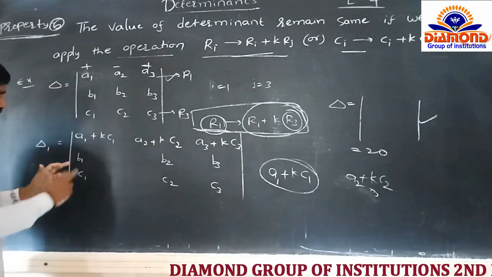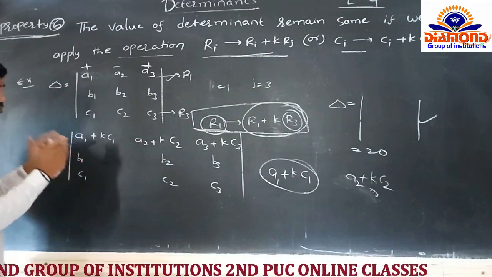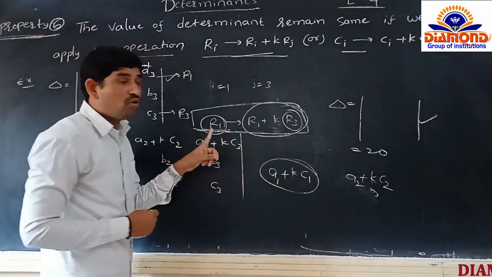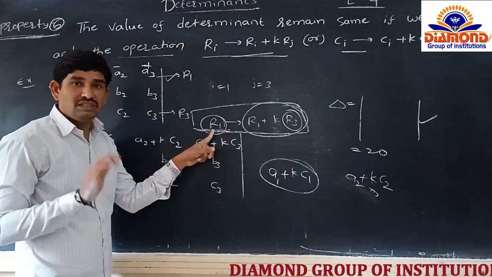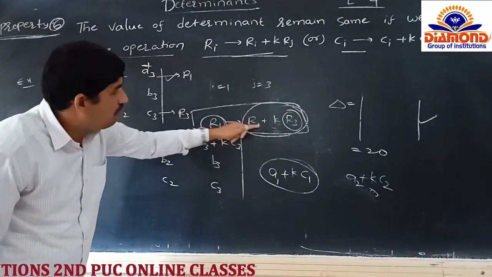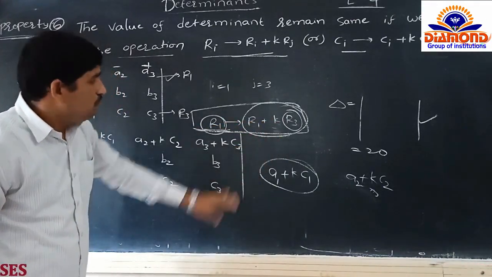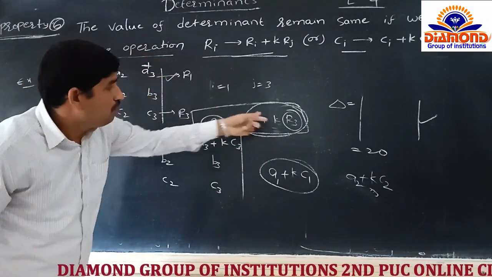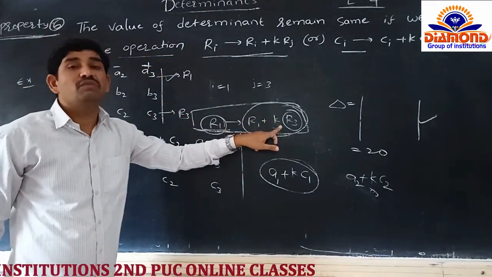R2 and R3 are the same. No need to make any changes in them, because we are applying the operation only to R1. Are you able to understand here? See, R1 tends to R1 plus K into R3, which means we are going to add R1 and R3, but R3 we are multiplying with what?